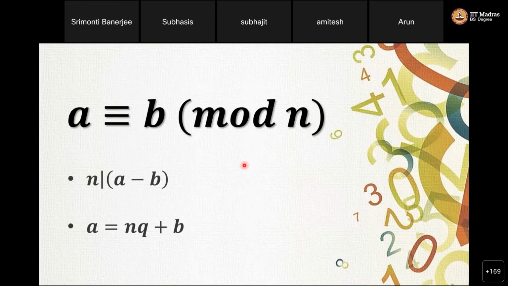Now, let n be a positive integer. So, two integers, a and b, are said to be congruent modulo n, which is symbolized by what you can see right here. This means that n divides a minus b, or when a is divided by n, we get a remainder of b.